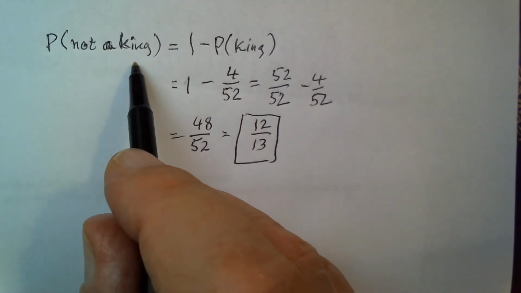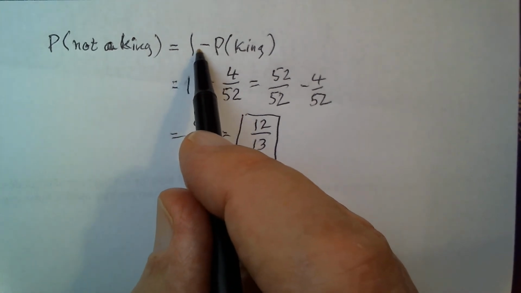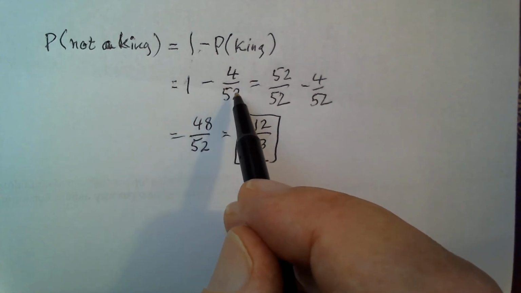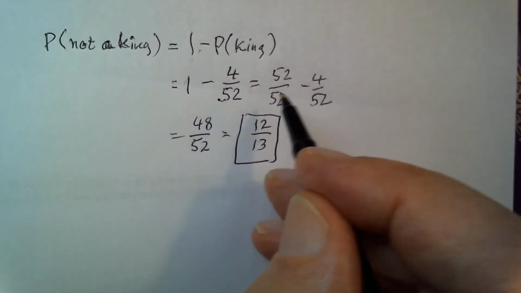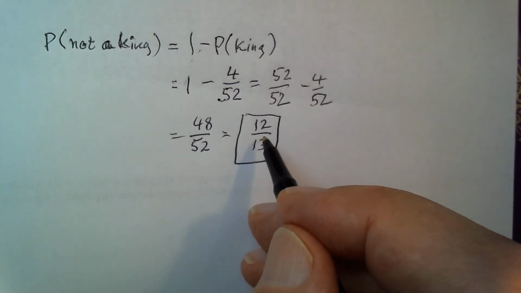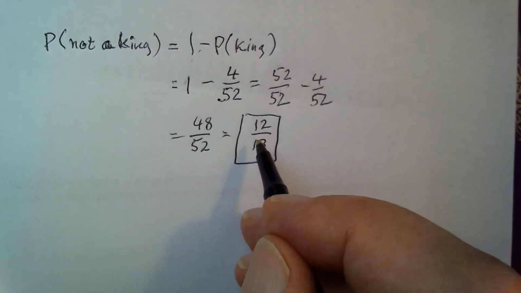Very simple example, but it explains the point. So the probability of not drawing a king is equal to 1 minus the probability of drawing a king. So it's 1 minus 4 divided by 52. And then we do the arithmetic on that, the combining of fractions, and that turns out to then be 12 divided by 13.